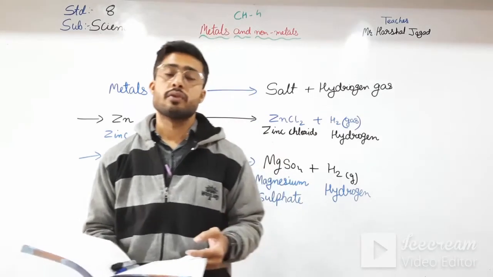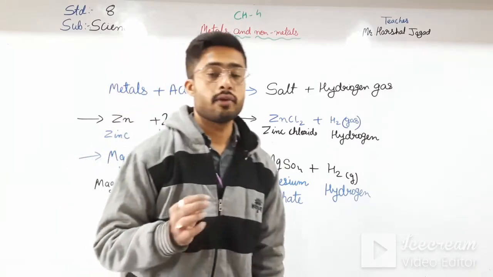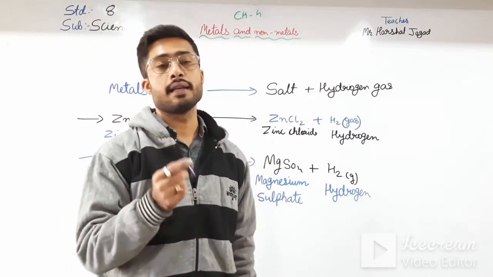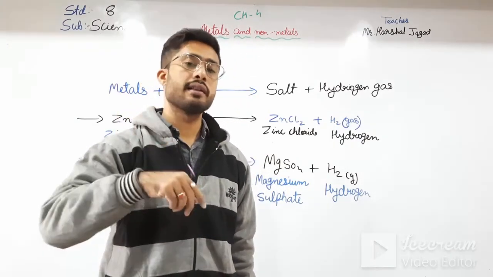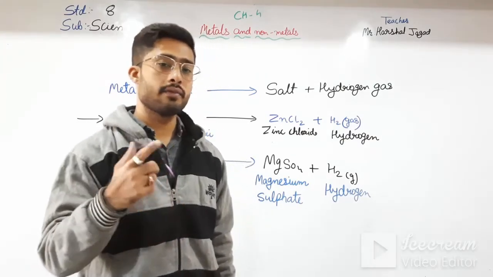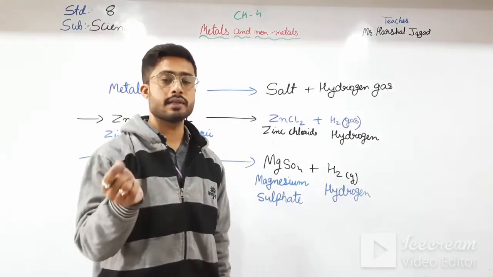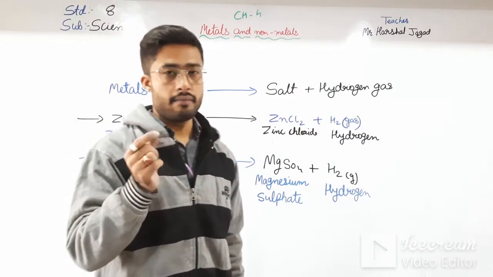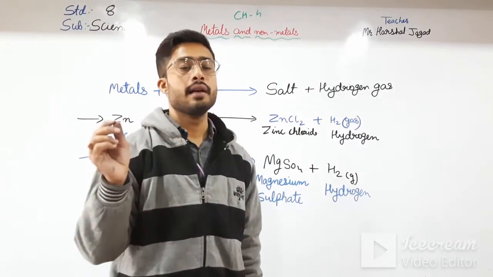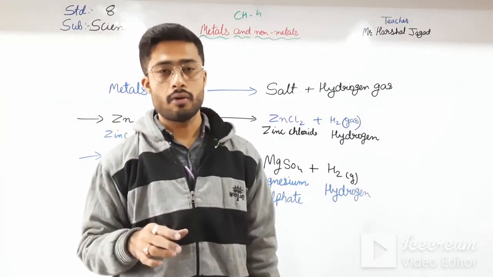So what you do is take a zinc plate and put it in the test tube with dilute hydrochloric acid. When it starts reacting, you take a burning matchstick near it, and you can hear a pop sound over there.